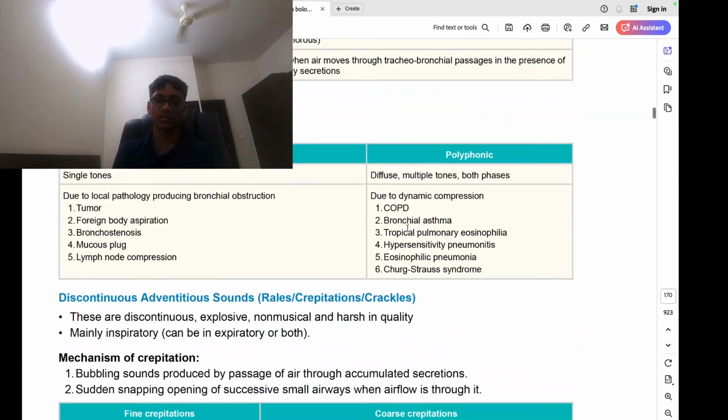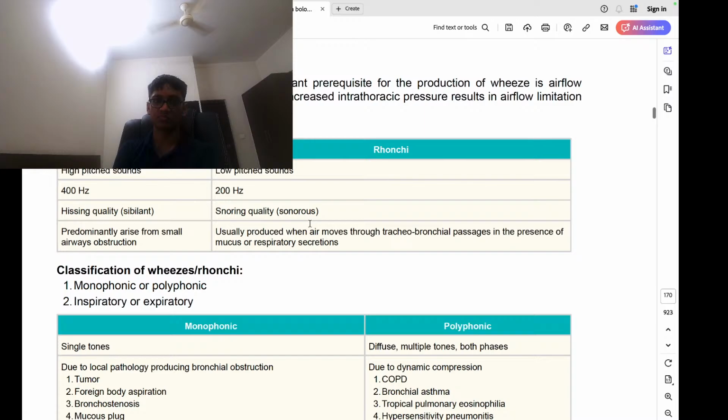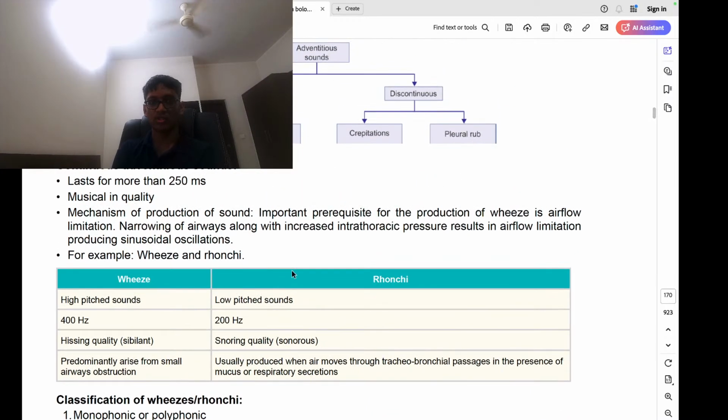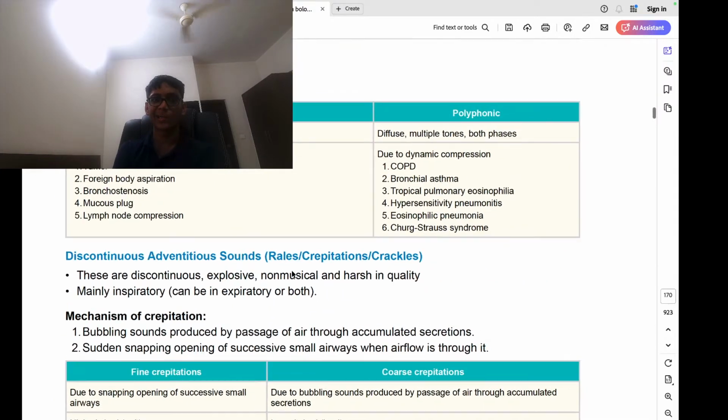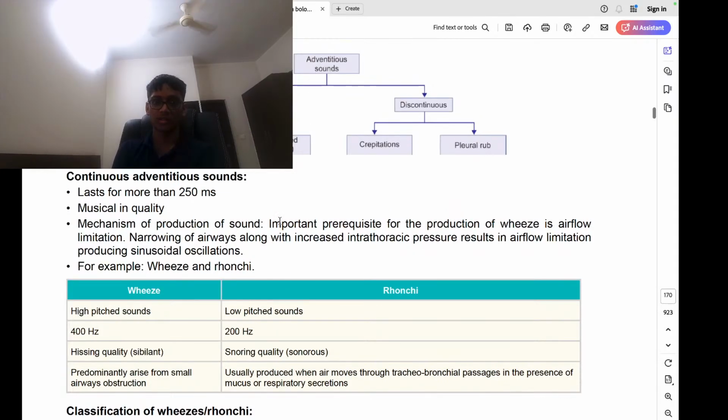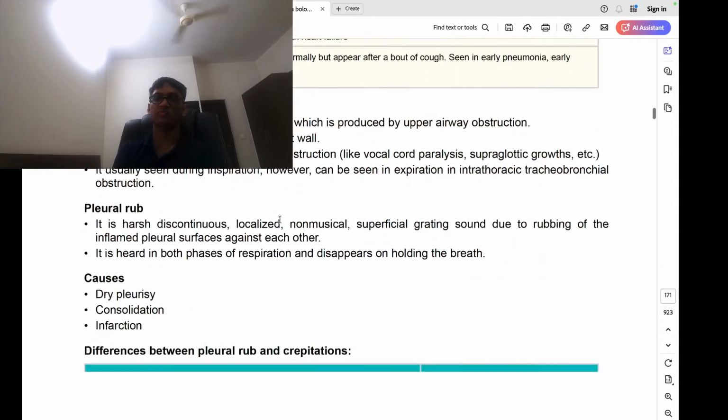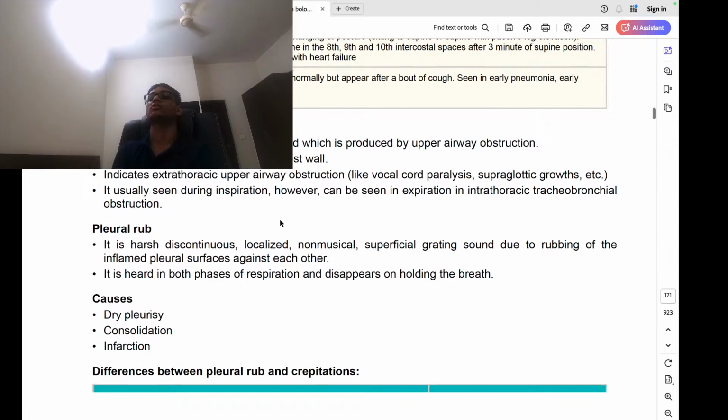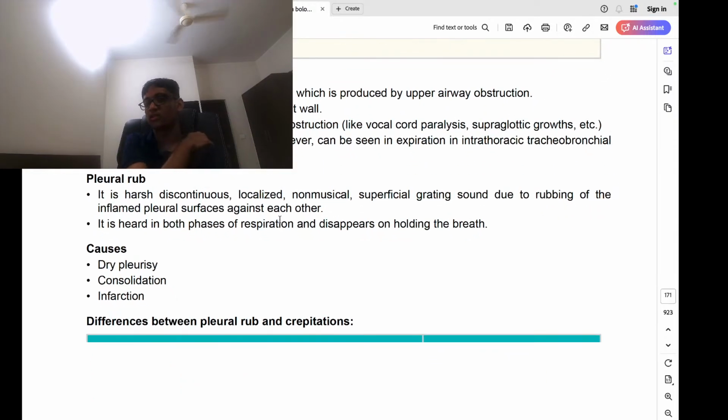One important thing is polyphonic wheeze in COPD. You will get wheeze, a continuous high-pitched sound. That's one thing. You very easily get COPD cases, and you need to know that it's a wheeze.